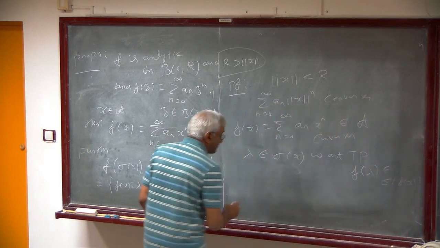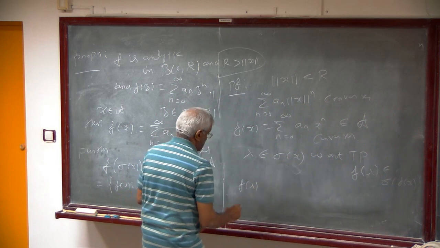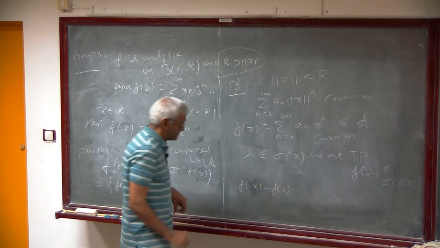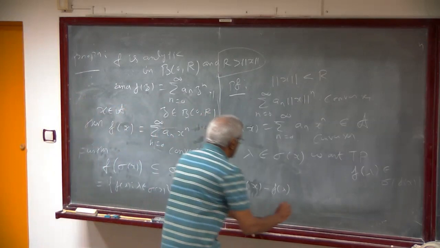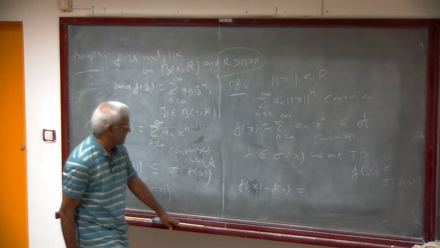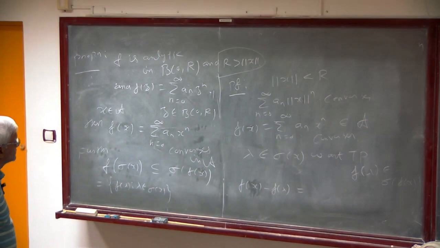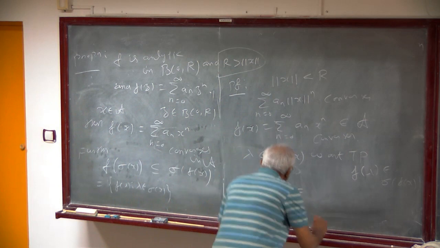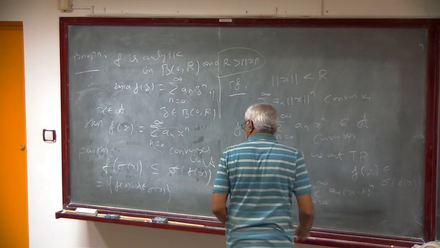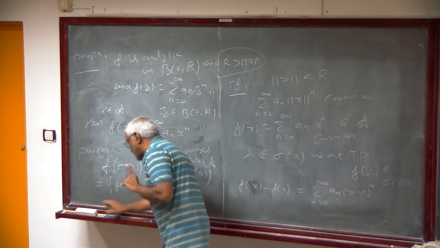To prove that, we have to consider f of x minus f of lambda. And we want to prove that this is invertible. That is equal to the summation n equal to 0 to infinity a_n times x minus lambda to the power n, right? Sorry, maybe I was wrong. You want to prove the other way, right?